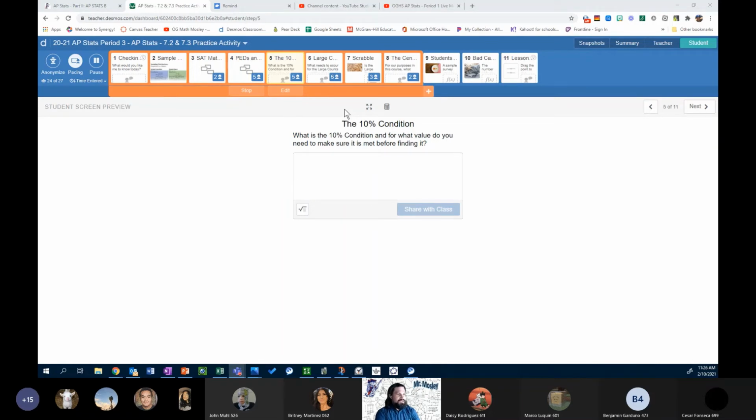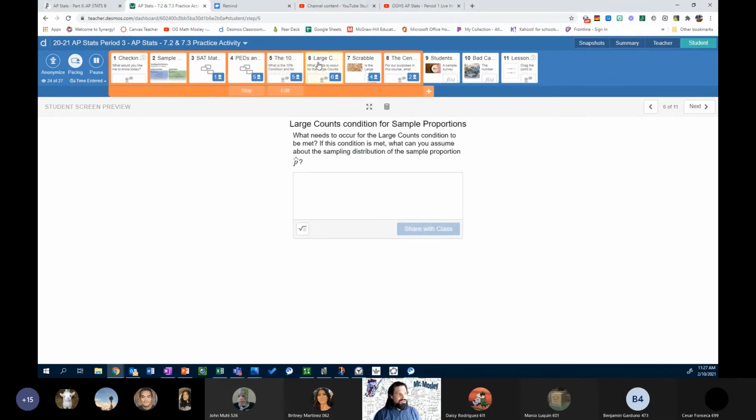You also needed to mention, to fully answer the question, that the 10% condition must be met in order to find the standard deviation. Otherwise, we can calculate standard deviation, but it's not valid. Our sample size may be too large. We have to do a different type of calculation. So our 10% condition needs to be checked before finding a standard deviation, or at least to validate the standard deviation.